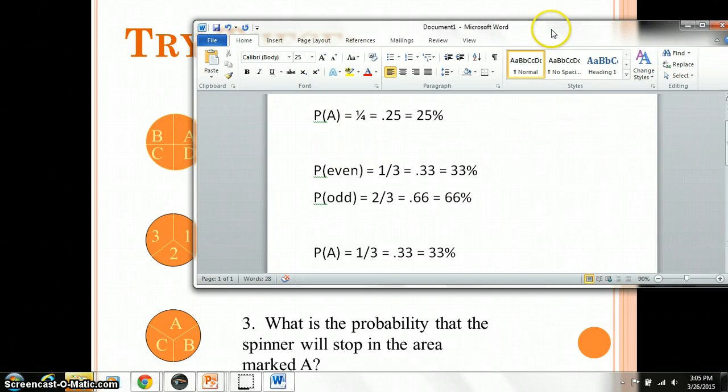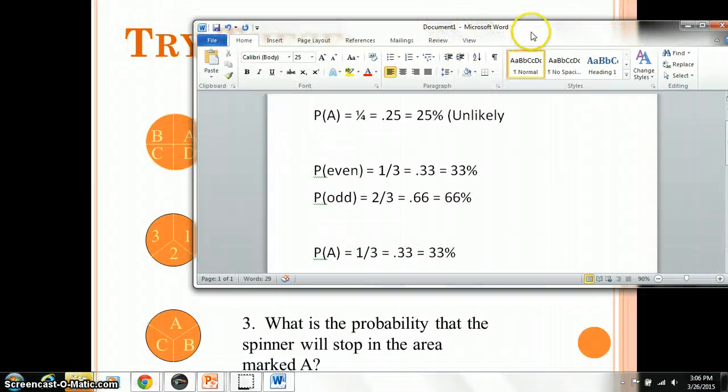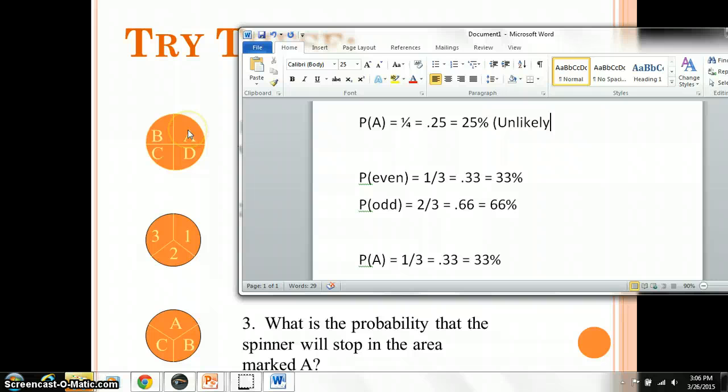So that's all those probabilities, and then we can describe them. What's the chance of getting an A? Well, it's just 25%, so that would be unlikely. All that means is if we spin the spinner, we'll get B, C, or D more often. But sometimes we'll get an A, so it's unlikely but possible. Same thing here: it's less than a 50% chance, so it's unlikely that we'll get an even number. It's much more likely that it'll be 1 or 3 because more space is taken up with the 1 and 3, but it is possible.